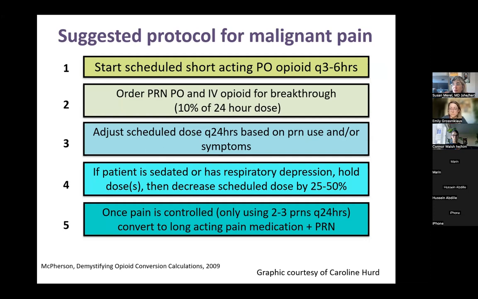In this patient, I would start scheduled short-acting oral opioid every 3 to 6 hours, usually every 4. I would then order as needed oral and IV opioid for breakthrough at 10% of the 24-hour dose. So if they're getting 100 milligrams of morphine in a day, they would get a 10 milligram oral as needed morphine dose. Every 24 hours, I would change the scheduled dose if they need it.